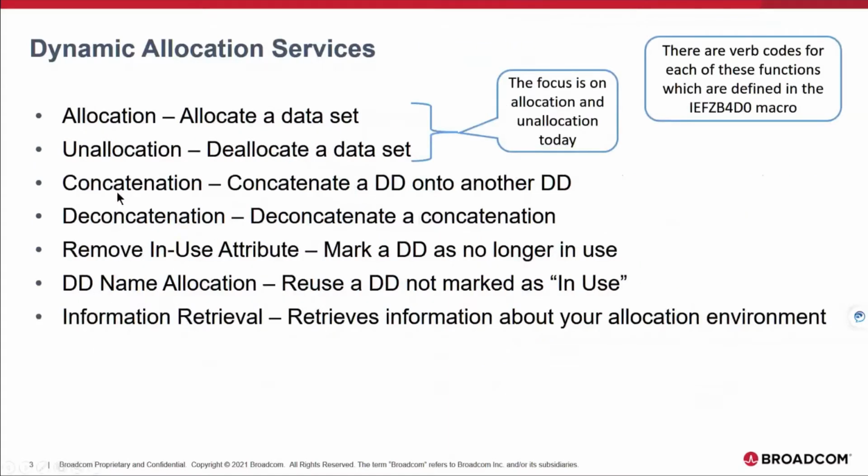There are various services you can invoke, and today we're going to talk about allocation and deallocation or unallocation. Next time we're going to look at concatenation and deconcatenation, but there are several different services that SVC99 can give you, and we'll talk about a couple of them here today. These are the primary ones: allocation and unallocation. And the verb codes that are used in the control blocks are in this IEFZB4D0 macro. There are a bunch of equates in there.